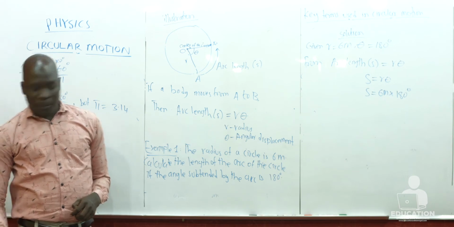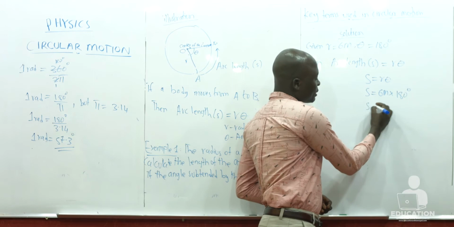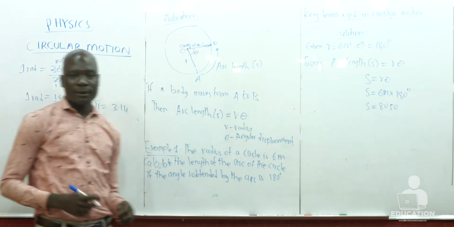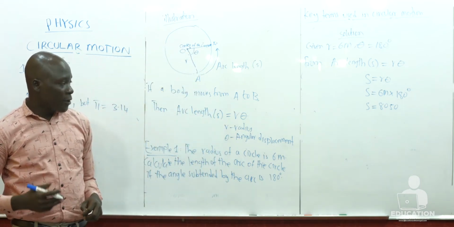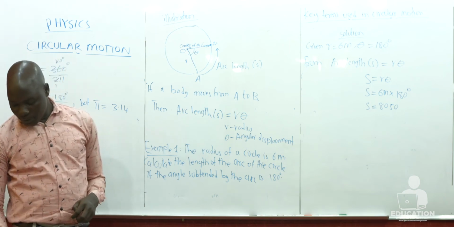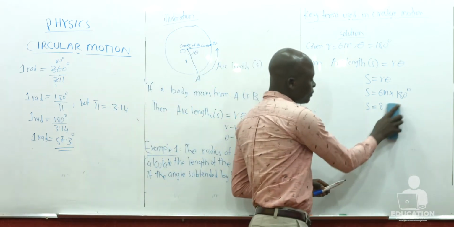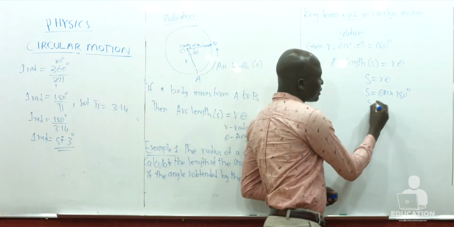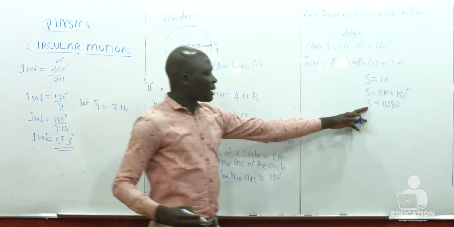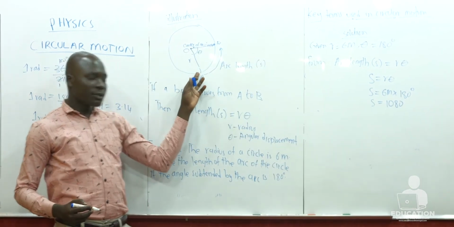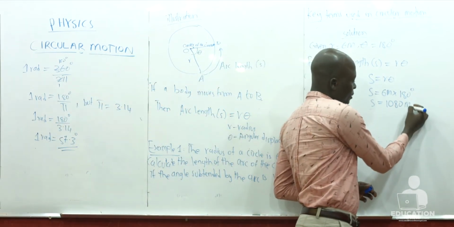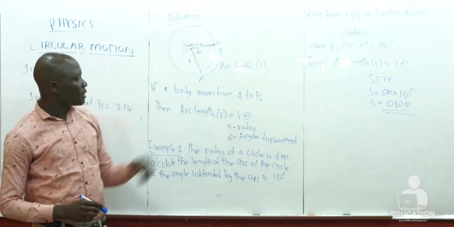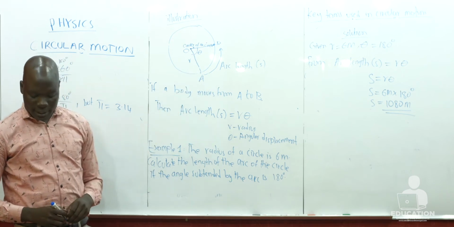So now what do we get when we multiply 6 meters times 180 degrees? Learners can either use a calculator, or if you are good in multiplication, you can do it that way. So when you multiply with your calculator, you're going to get S is equal to 1080. Since S is the distance along a circular path, the unit is going to be in meters. That is the distance along the circular path, which is called the arc length.